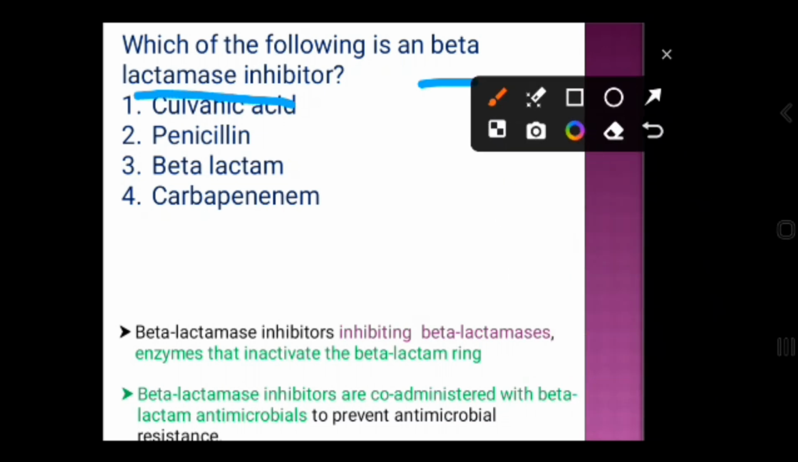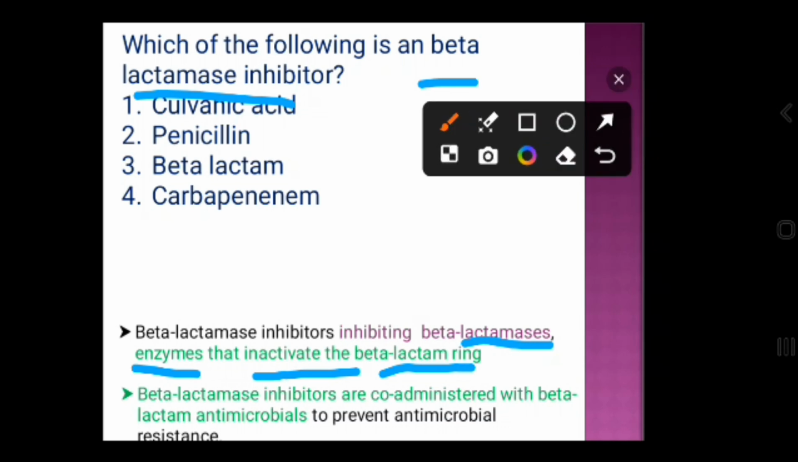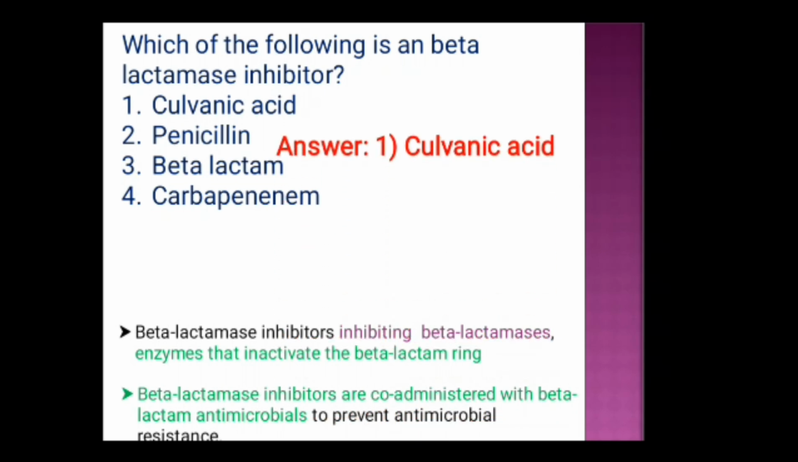The beta lactamase inhibitors inhibit the beta lactamase, and these beta lactamases are the enzymes that inactivate the beta lactam ring, which is the main chemical structure of the beta lactam class of antibiotics such as penicillin, cephalosporin, carbapenem, etc. And these beta lactamase inhibitors are coordinated with the beta lactam antimicrobials to prevent antimicrobial resistance. And the answer will be clavulanic acid, option 1. That is, beta lactamase inhibitor is clavulanic acid.